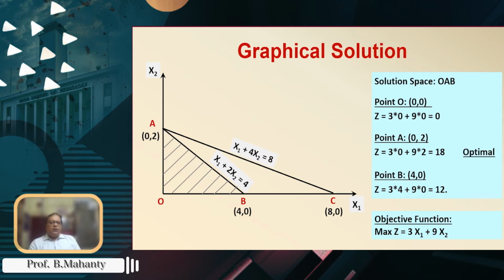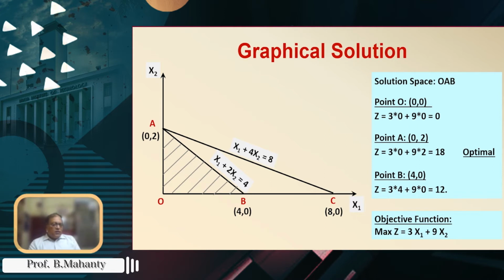Now finding the solution graphically is not a big deal. We have to evaluate the points O, A and B. At O, the value of Z is 0. At A, the value of Z is 18. And at B, the value of Z is 12. So 18 is the highest, and therefore that is the optimal solution. And the solution therefore is x1 equal to 0 and x2 equal to 2. So it is easy to find the solution graphically.